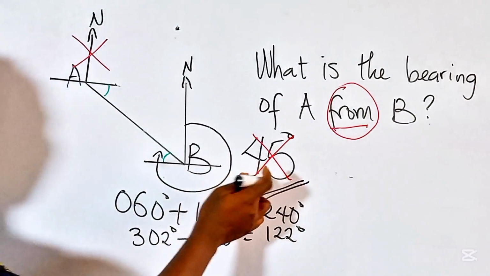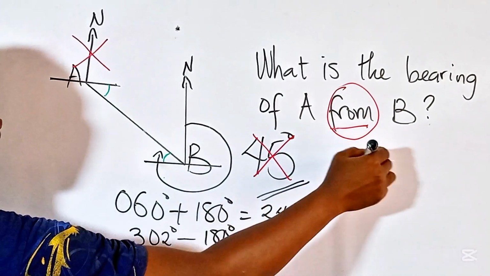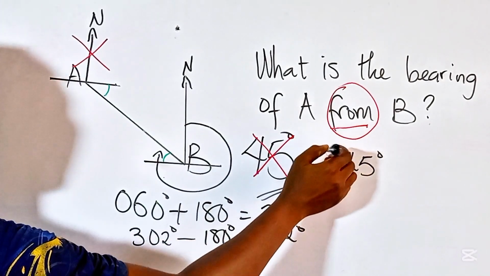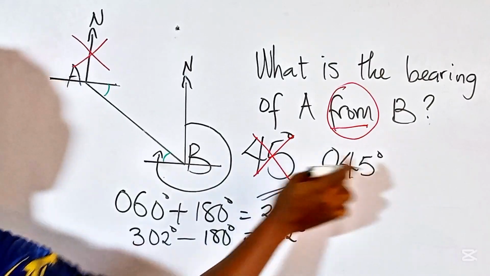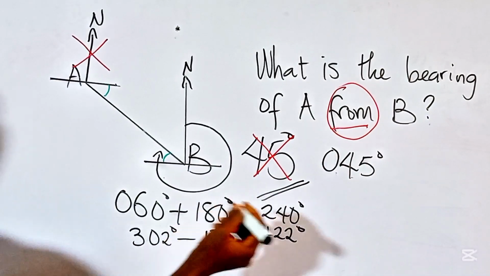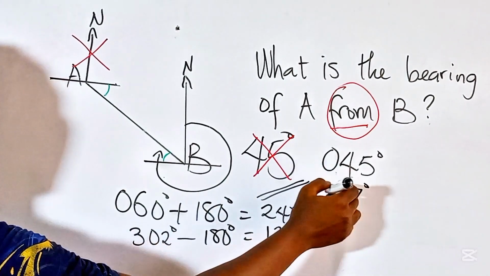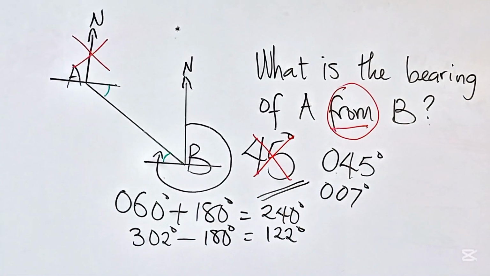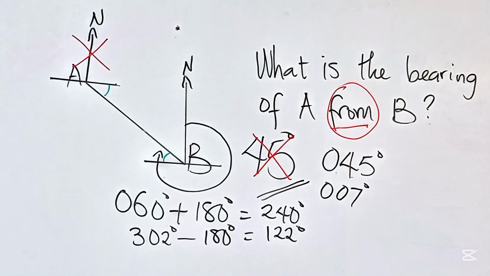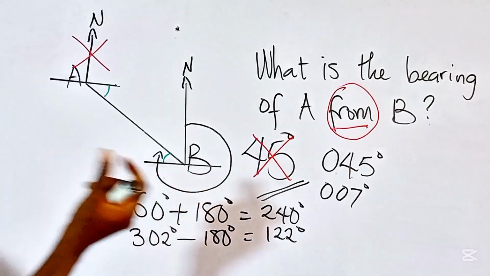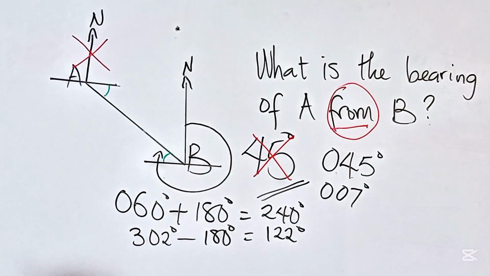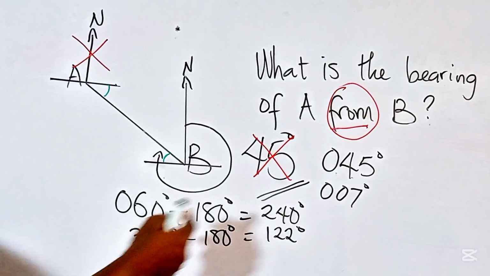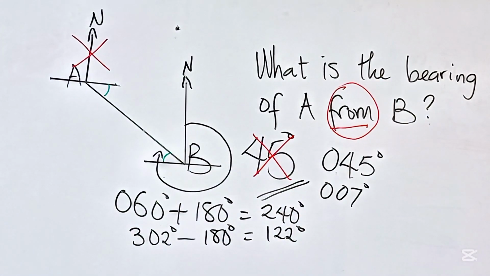So let's say you have a bearing of 45 degrees. Add 0 to the front to become 045 degrees. If your answer is 7 degrees, add 2 zeros in front to become 007 degrees. So this 0 is important when you are transmitting messages over shaky radio or poor signals. This 0 tells the receiver, I have the whole message.